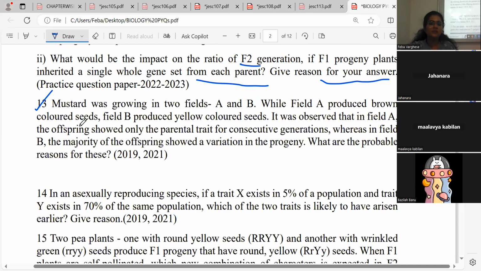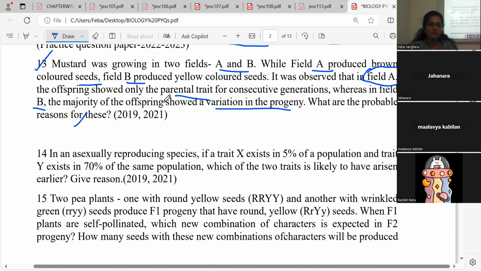Now, 13th question. Mustard was growing in 2 fields, A and B. While field A produced brown-colored seeds, field B produced yellow-colored seeds. It was observed that in field A, offspring showed only parental traits for consecutive generations, whereas in field B, the majority of the offspring showed variation in the progeny. What's the probable reason for it? Yes, in field A, it was only asexual reproduction happening, or it was only self-pollination that was happening. Any of these cases can happen. But why are there variations in field B? Because there was cross-pollination happening. That was the probable reason for the variations in field B.